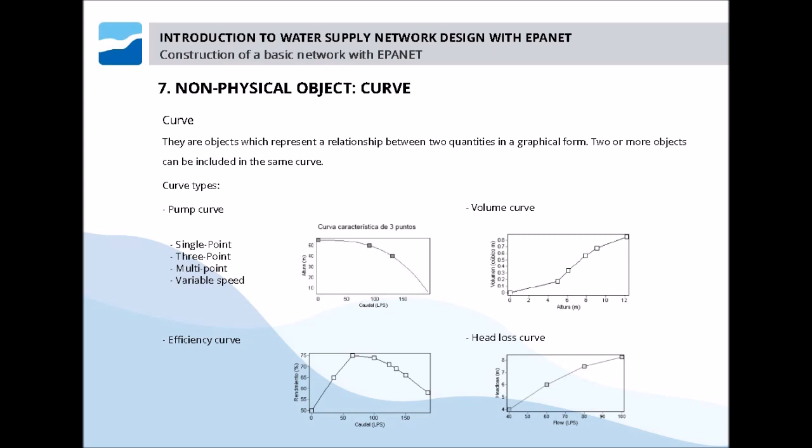Head loss curves are used to represent losses in a general-purpose valve as a function of its flow. This allows us to model devices and situations and provide specific data on flow losses of flow control valves, reverse flow control valves, turbines, and dynamic head reduction valves in sinks.